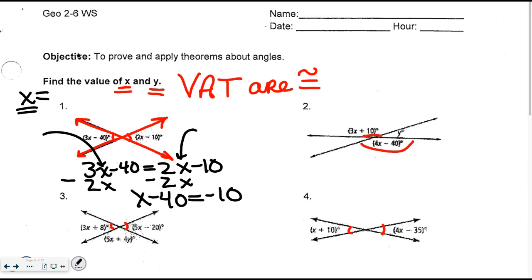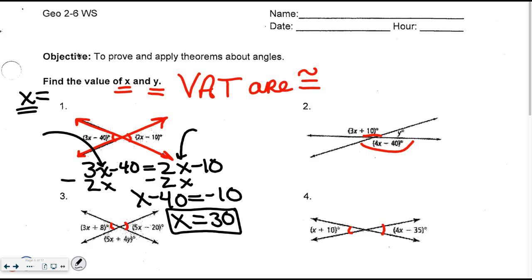And then, Matt, how do I get rid of the minus 40? Because if you remember, yeah, I'm going to add 40 to negative 10. And when I do that, I get a 30. So x is 30. All right, so on all of these, you're going to set the ones across from each other equal. Does that make sense, guys?